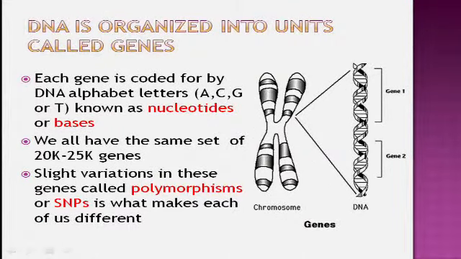So DNA is organized into units called genes, and each gene is coded by the letters A, C, G, and T. These are the nucleotides or bases that make up the sequence. And we all have the same 20 to 25,000 set of genes, but what makes us different, each unique, except for twins, is that there are slight variations in these genes called polymorphisms or SNPs. So this results in proteins that are basically the same, but have slight variations.